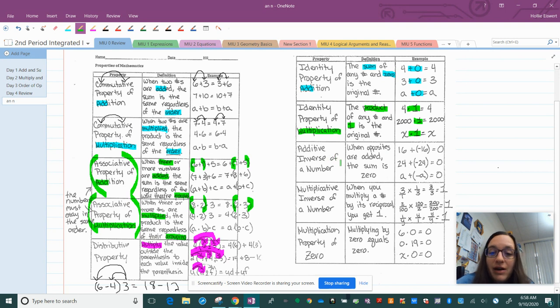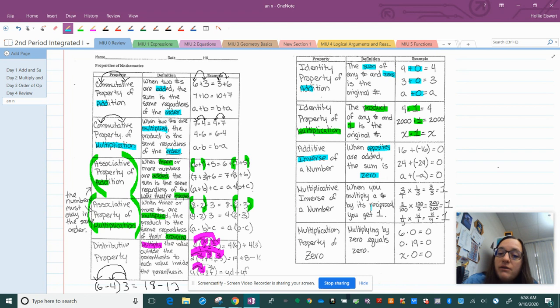Additive inverse of a number. Additive inverse of another. Inverses are ones, I always like to think of them as opposites. And look, it says here, the additive inverse of a number is like opposites. It's when they're added together and the sum is 0. Numbers that cancel out when we combine them. Opposites combined, giving us 0.